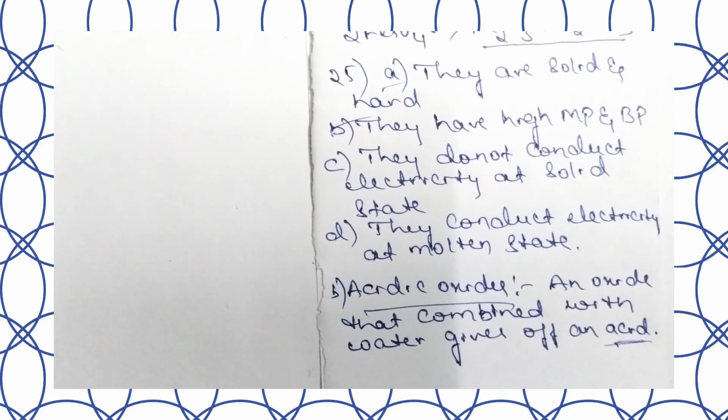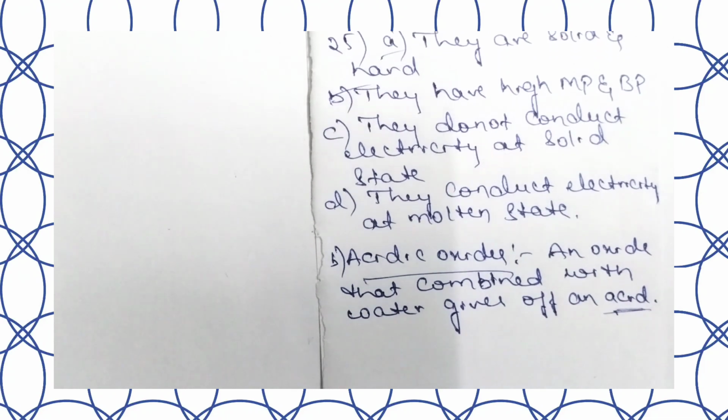Similarly, a basic oxide is an oxide that when combined with water gives off a base. So an acidic oxide will give us an acid when combined with water. A basic oxide is one which gives a base when combined with water. So this is about acidic oxide.